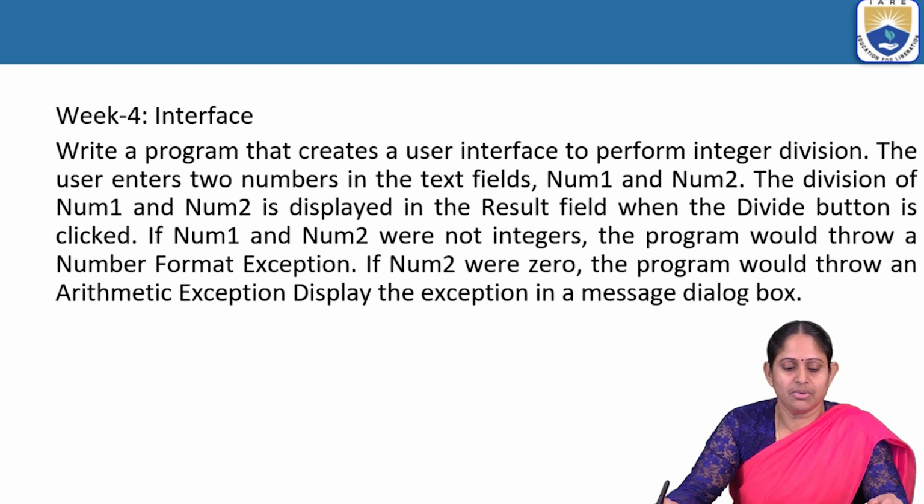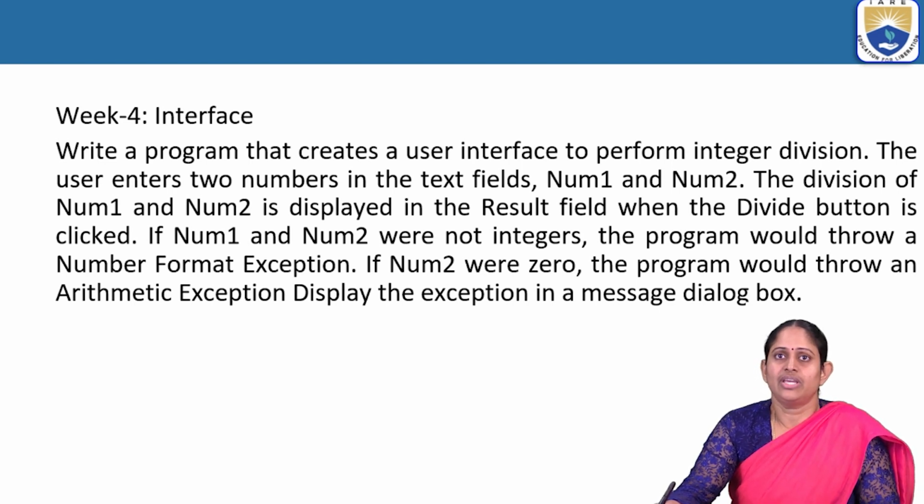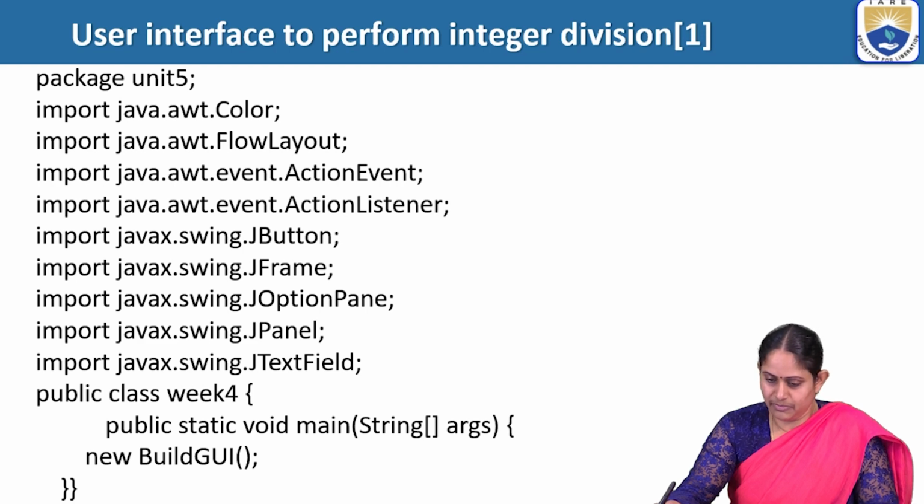So the first question is: write a program that creates a user interface to perform integer division. The user enters two numbers in the text fields num1 and num2. The division of num1 and num2 is displayed in the result field when the divide button is clicked. If num1 and num2 were not integers, the program would throw a number format exception. If num2 were 0, the program would throw an arithmetic exception, displaying the exception in a message dialog box.